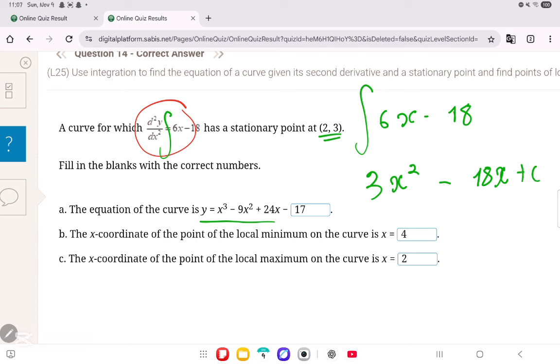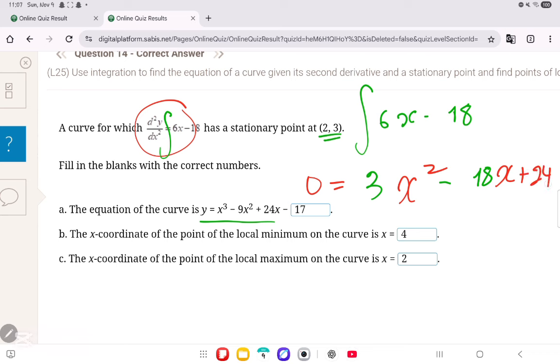How do we find now the value of c? We know this is dy over dx, which is the first derivative, and it has a stationary point at (2, 3). What does it mean, stationary point? That means in the first derivative, if I substitute 2, it should give me an answer of 0, right? So 3 times 2 squared minus 18 times 2 gives me minus 24. So 0 is equal to minus 24 plus c. That means c is equal to 24.